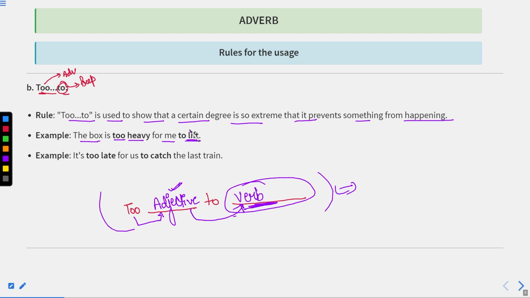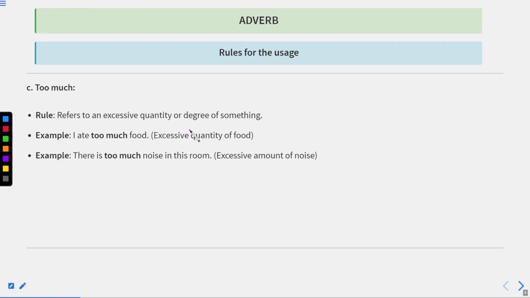So too late shows the excessiveness of something, whereas if we use to plus verb with it, it shows that we are possessing such a quality or such a degree of extremeness that it prevents us from doing the action that is written after the preposition to. So in this too and to structure, we need not write the word not or any negative word. Why so? Because the sentence itself is a negative sentence when we use too and to together. Okay, now let us move to the next one. I hope you have understood this concept.